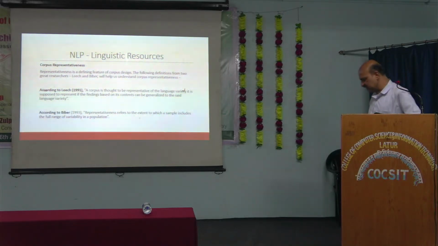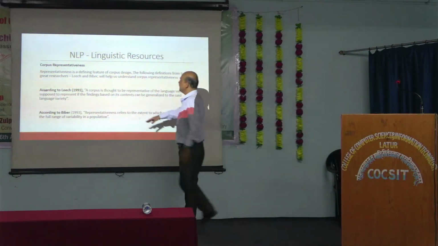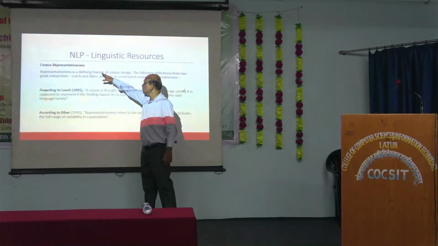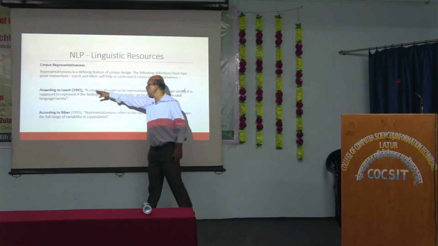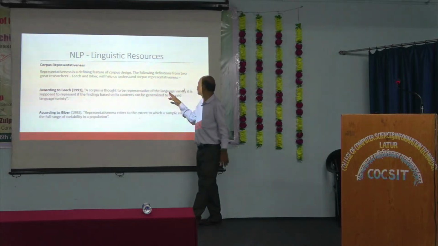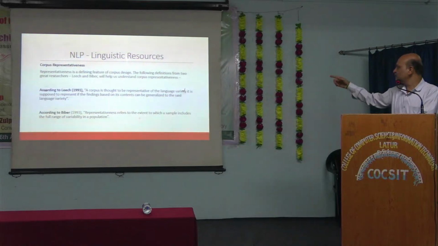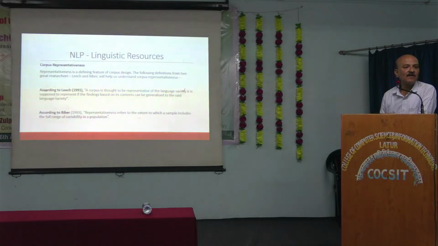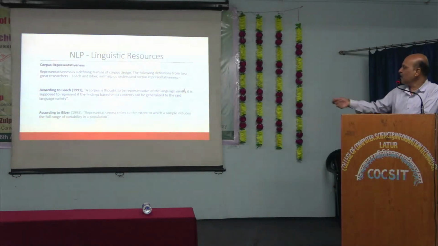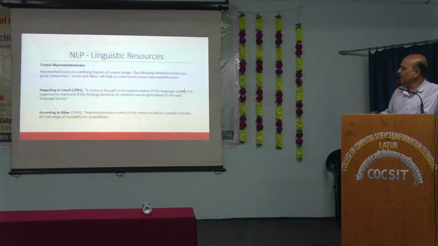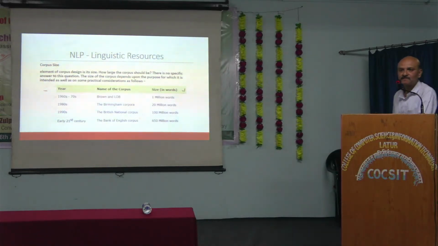These two are the researchers, Leach and Weber. According to Leach in 1991, a corpus is a sort of representative of the language variety it is supposed to represent, so it is generalized across different varieties of language. And according to Weber in 1993, a corpus refers to a sample that includes the full range of variability in the population.